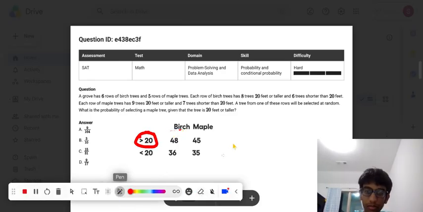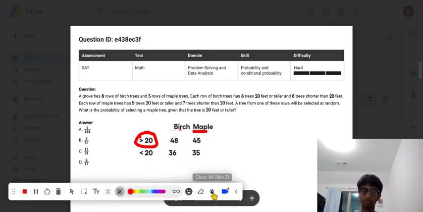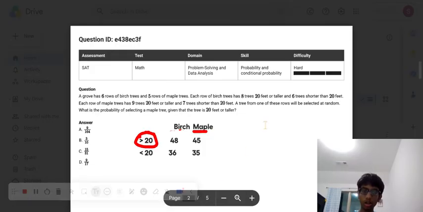Right here, maple tree. So how are we going to figure this out? The total number of trees that are greater than or equal to 20 feet is 48 plus 45. That's equal to 93, if my math is correct. Yeah, 93. And the number of maple trees is 45. So that means our answer will be 45 by 93.